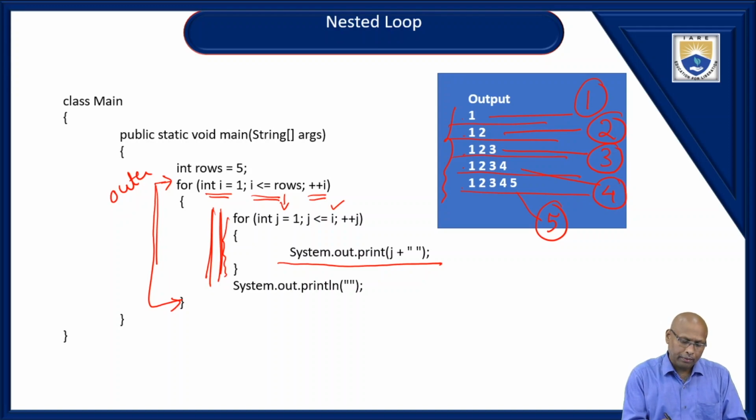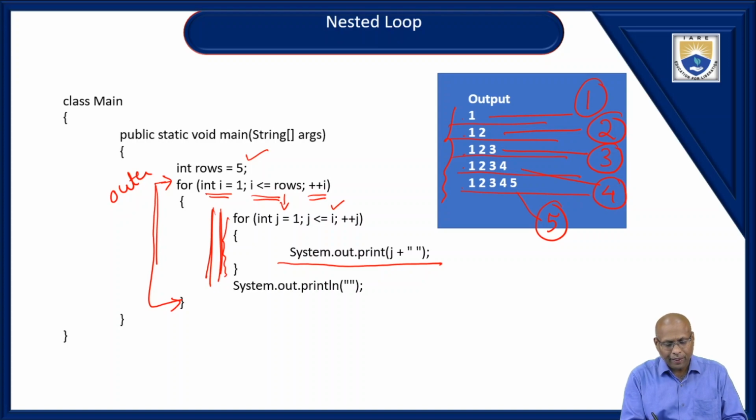Initially i value is how much? 1. What is the condition? Until i is less than or equal to rows. Rows is how much? 5. Why 5? Because I want to repeat the outer loop 5 times. That's why I wrote 5 here. And in every iteration, it has to print that many digits. Now, j equal to 1, j less than or equal to i, j plus plus, print j.